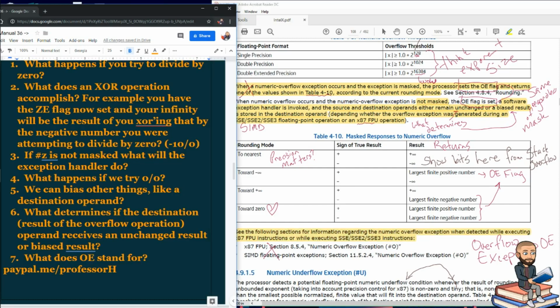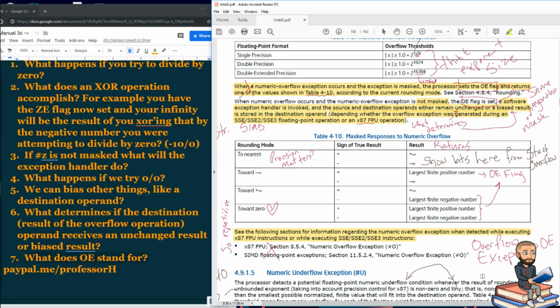So to finish off a particularly confusing section, let's just make sure you understand why the OE flag is called OE. What does it stand for? We're talking overflow exception. And so after you answer that, just look forward to the next video where I hopefully can clarify, number 2 right there.